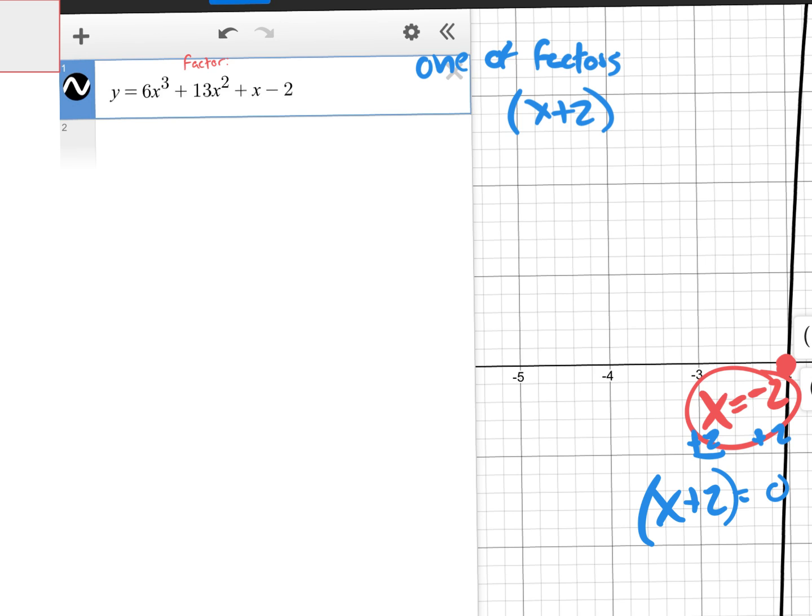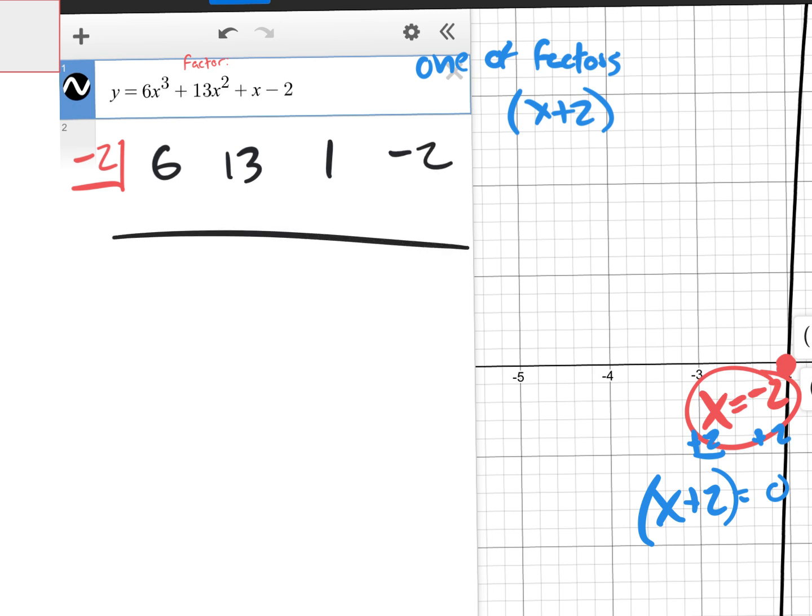division, which would be plugging in this set equal to 0, which is technically the x-intercept, the answer, x equals -2. And then you have your list of coefficients, your 6, your 13, your 1, your -2. And then as you go down, you combine. 6 plus 0 is 6. As you go up, multiply -2 times 6, -12. As you go down, combine.